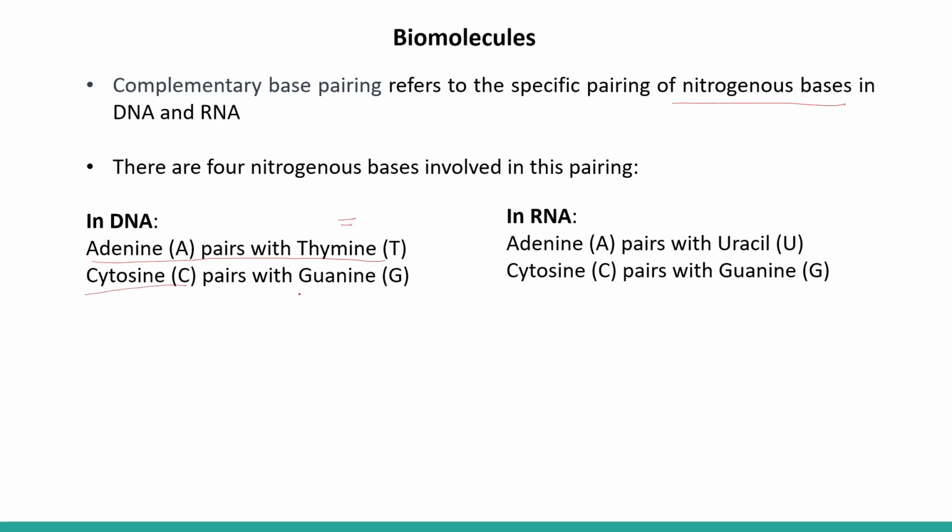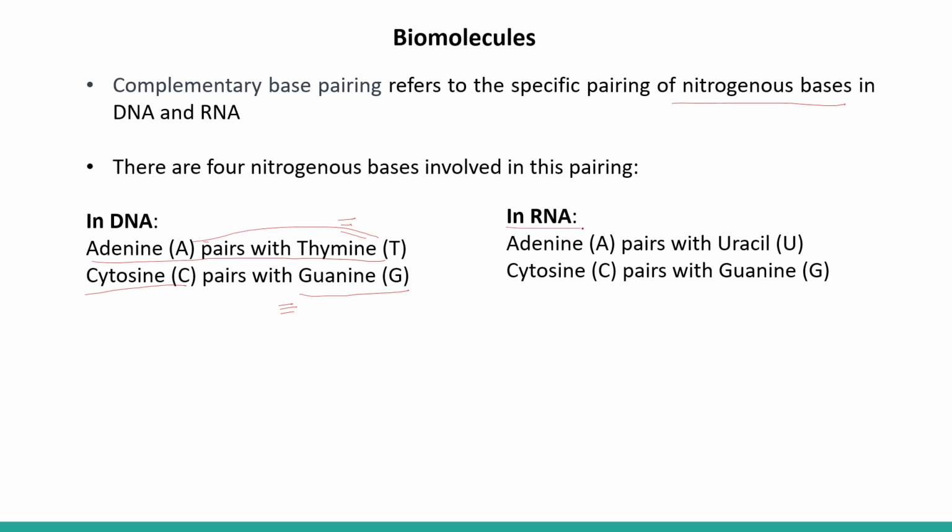Cytosine always pairs with guanine with the help of three hydrogen bonds. Adenine never pairs with cytosine or guanine. It always pairs with thymine. In the same way, thymine always pairs with adenine, never with cytosine or guanine.